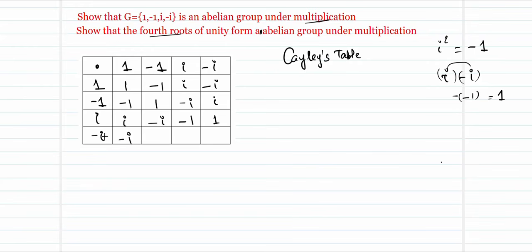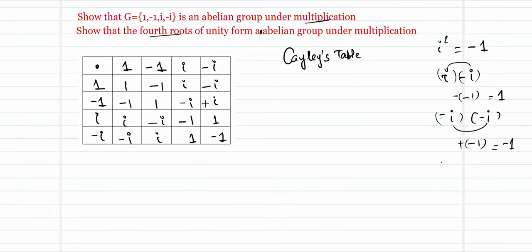Next element, -i into -1, minus of minus makes it plus, so this becomes i. -i into i, again we have seen that it is going to be +1. And -i into -i, we know that i into i is -1, and this is minus into minus, which makes it positive, so the resultant is going to be -1.